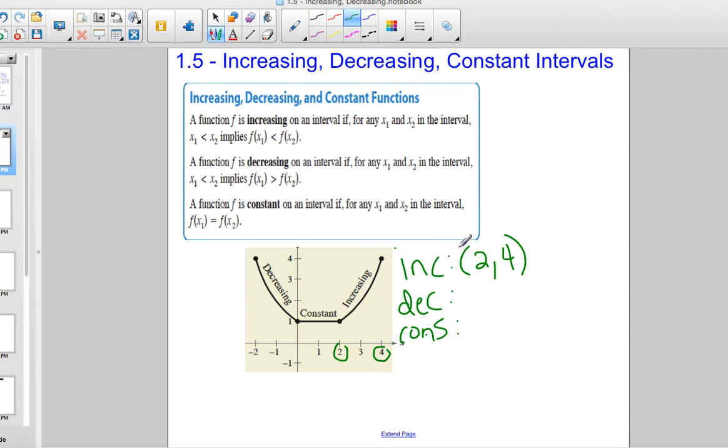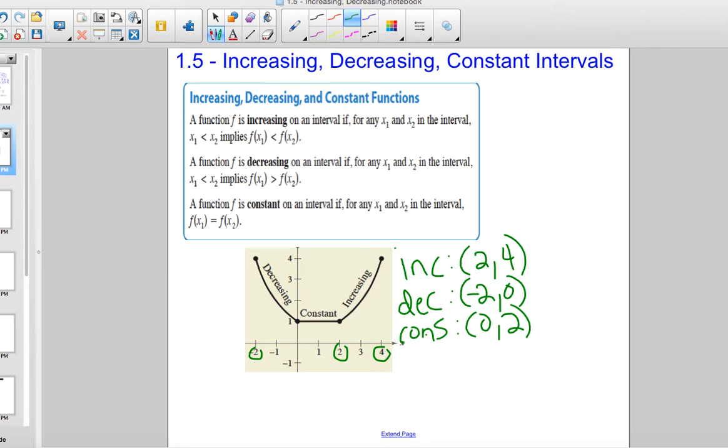And you always use parentheses here. You're just never going to use brackets with increasing, decreasing. So even though it's included, it doesn't matter. Always parentheses with intervals and increasing and decreasing and constant. So decreasing, it's decreasing from -2 until you hit 0. So we're going to say -2 to 0. And then constant from x equals 0 to x equals 2. So 0 to 2, right? And that's everything.